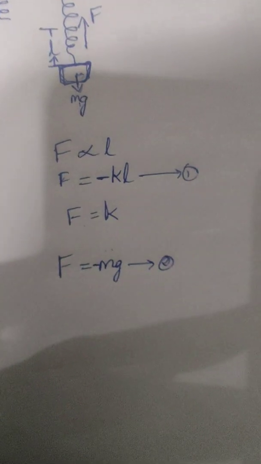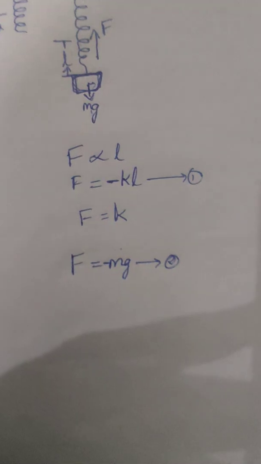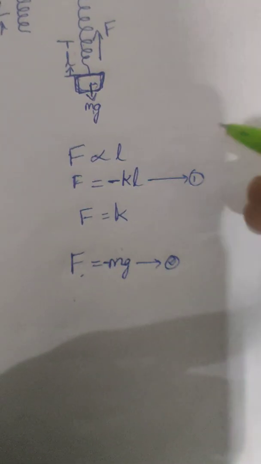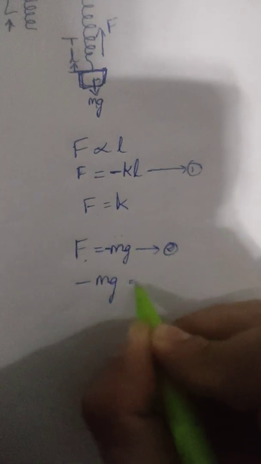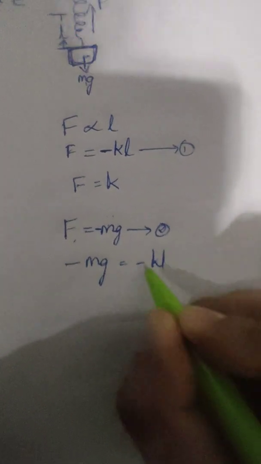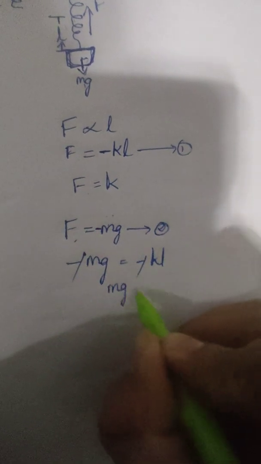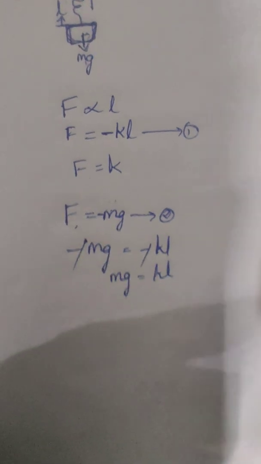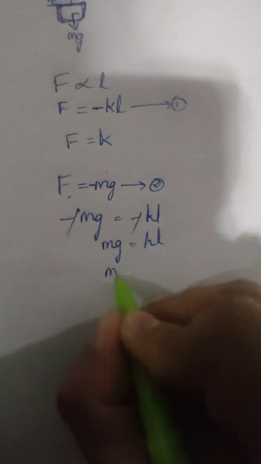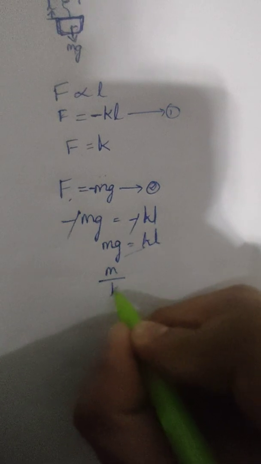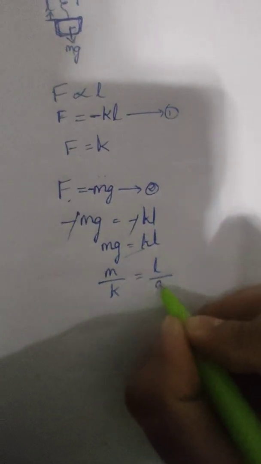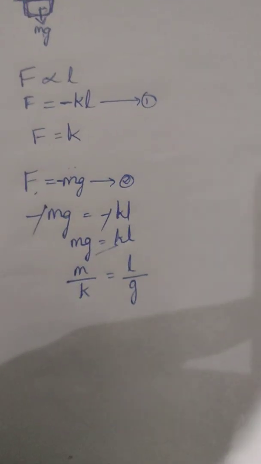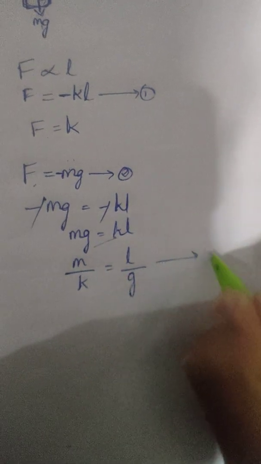Now from equations 1 and 2, what do we have? From equations 1 and 2, they are both force, right? So minus mg will be equal to minus kl. If we compare equations 1 and 2 and cancel the negative signs, it will be mg is equal to kl. Now let me rearrange this. If I put k under m, so under l, g will be there. I just rearrange it by cross multiplying. Now let's give this equation 3.